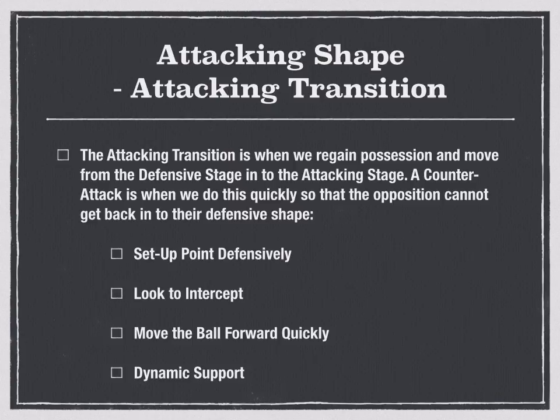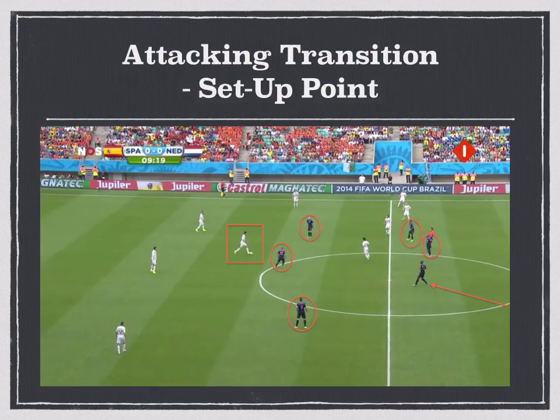Alright, the other one that we've been working on then is attacking transition, so a counter-attack. How do we go from our defensive stage to attacking stage really quickly? So we need to get our setup point defensively, then we're looking for interceptions because that means our momentum's going forward, whereas the opposition's momentum is coming towards our goal. So it helps us break quickly rather than a big tackle. We need to move the ball forward quickly, and we need to support in a dynamic way, so really sprint into that box or sprint beyond the ball carrier to give them a forward option.